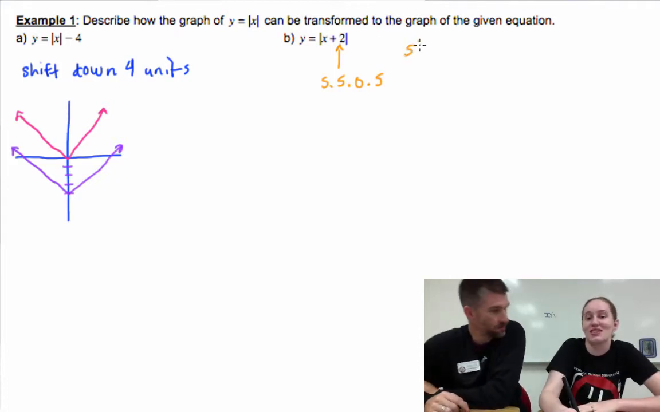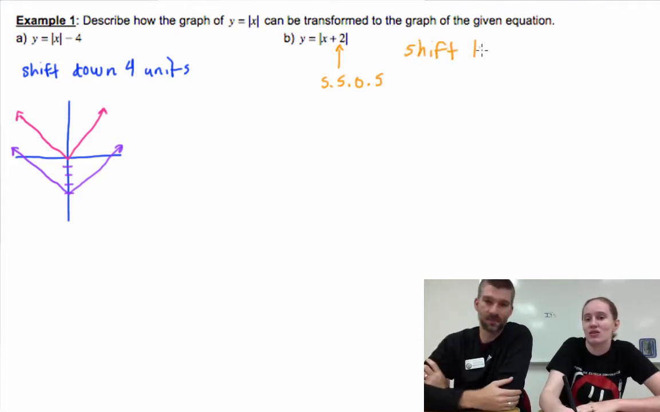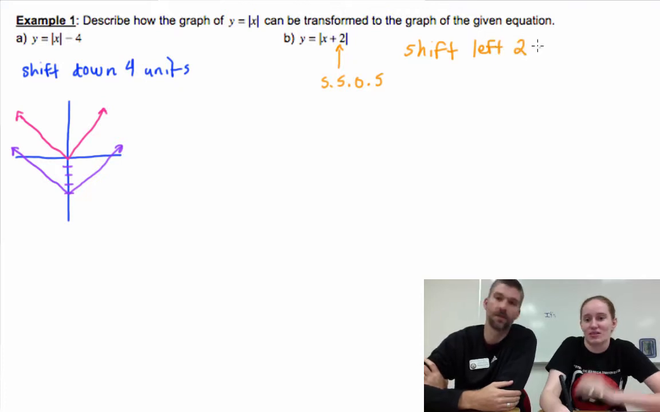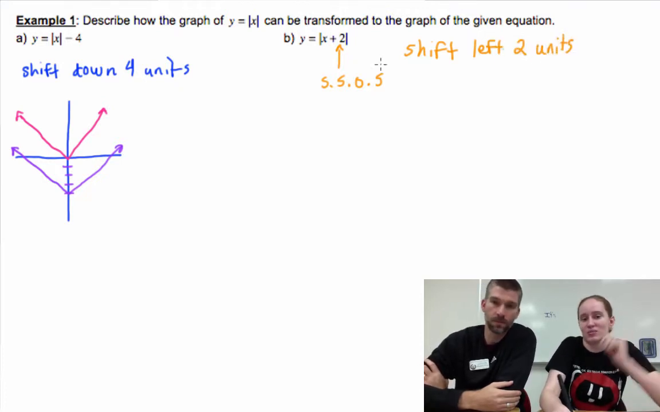Left 2. Isn't there a song? There is a song about that. Shift left 2. No, that's not the name of the song. No, that's not. You're right.